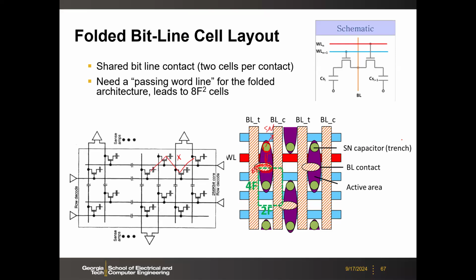So here, this capacitor could be the trench capacitor. Of course, it could be the stacked capacitor as well, depending on whether you are going to dig a hole into the silicon for the trench, or you are going to stack a cylinder on top of the silicon. But this space is reserved for your capacitor. So here we have this dashed box, labeled one cell, 4F and 2F, right? 8F square.